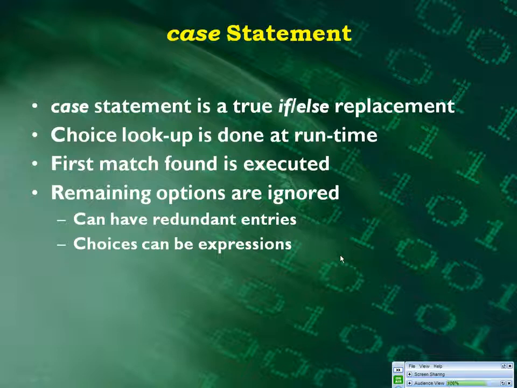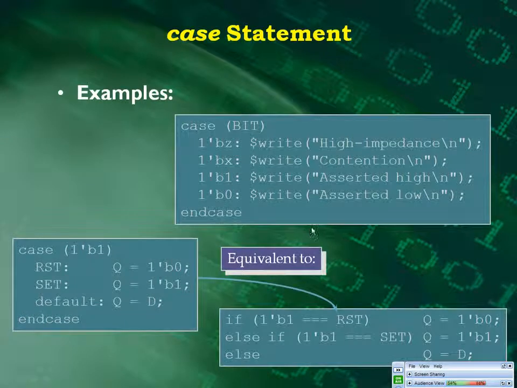A case statement is a true if-else replacement. Choice lookup is done at runtime, and the first match found is executed, and the remaining options are ignored. And you can have redundant entries, and choices can be expressions. So let's take a look at some more. Here we have that case bit again, except this time we've added in X and Z. So remember, this is very useful, using X's and Z's when you're doing simulation. When you write RTL, you're not going to have this type of stuff, but you're not going to be doing writes either. So this is very useful for simulation purposes.